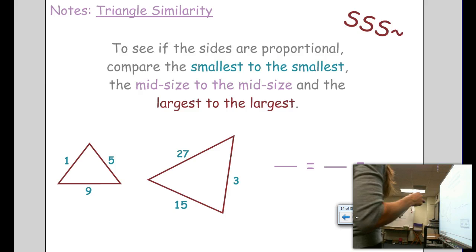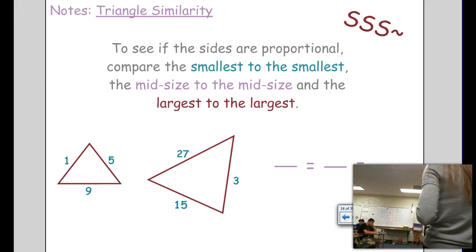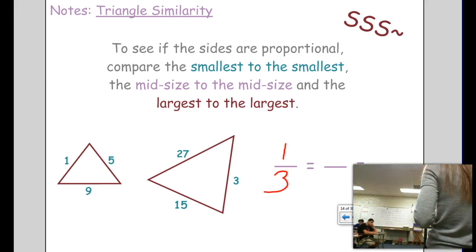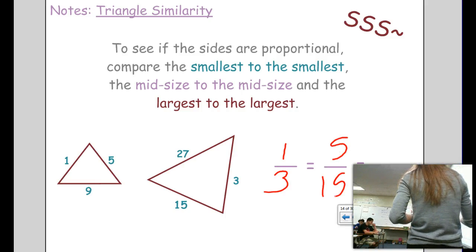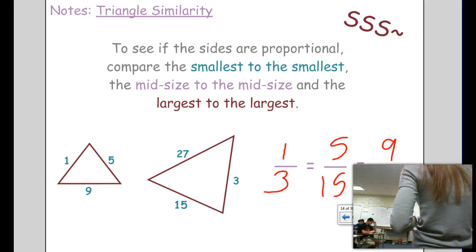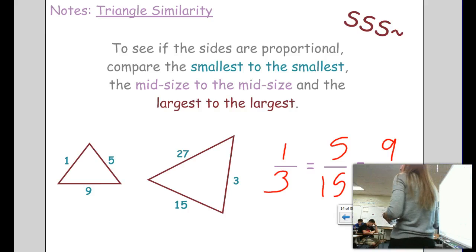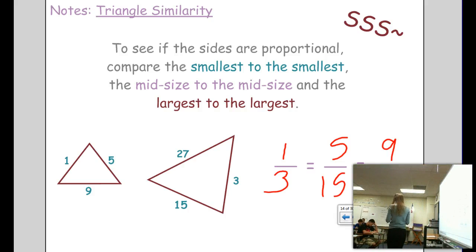Ava, tell me what proportions you got. 1 over 3. 5 over 15. 9 over 27. Cool. That's the correct setup. Every time when you divide, let's see what do you get every time when you divide.